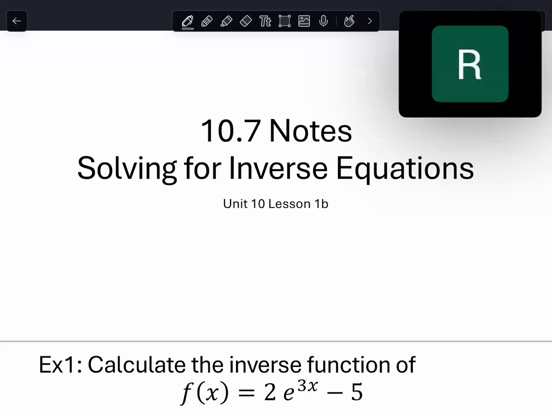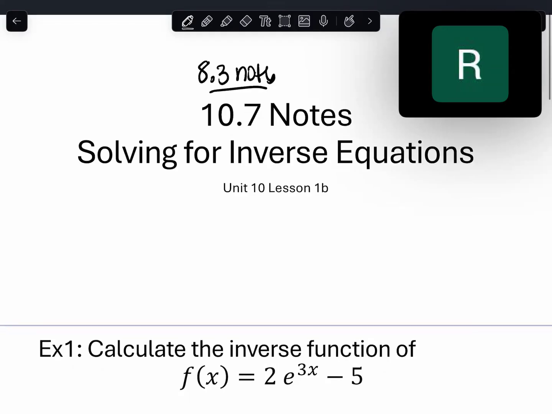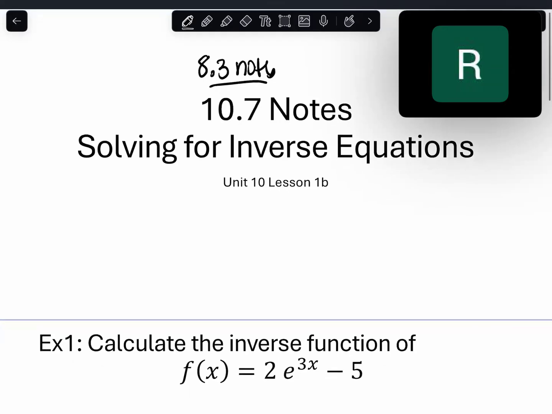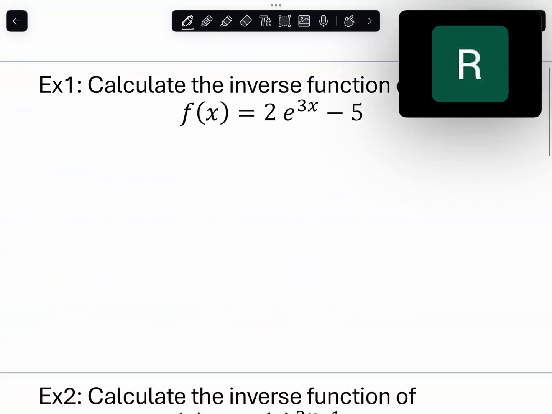Okay, so this is the 10-7 notes. This is solving for inverse equations. This is using methods that are very similar to our 8.3 notes, where we were writing inverse functions by swapping x's and y's. The same property is going to hold here. So first, we're going to calculate the inverse function of these examples, and then we'll talk through domain and range.